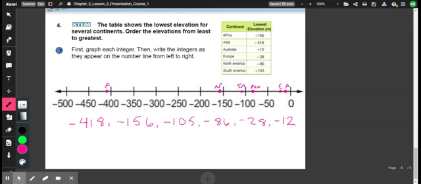The ones that are all the way to the left are going to be the least. The ones to the most right are going to be the most positive. So just always remember that right is going to be most positive. All right, so that is this lesson.